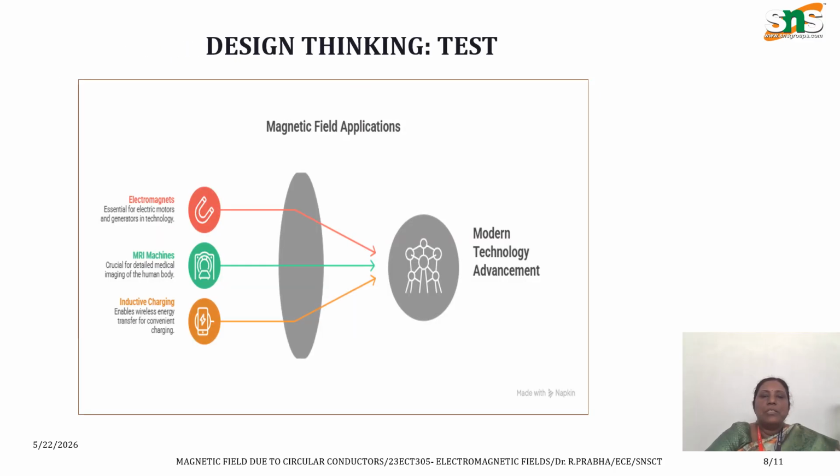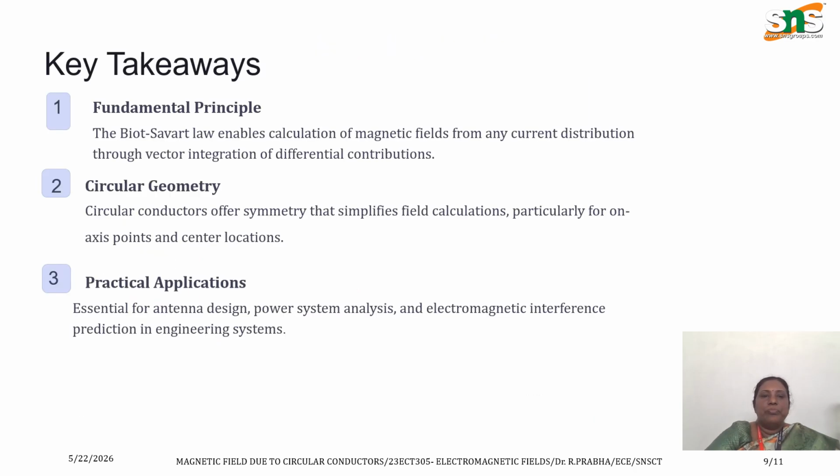Now the testing phase of design thinking. In this case, we look at the applications of magnetic fields for modern technology advancement. It is useful in various fields like electromagnetics and also inductive charging, MRI, etc. So far we have discussed the fundamental principles of magnetic field from Biot-Savart's law, circular geometry and its analysis, and we have also seen the practical applications.